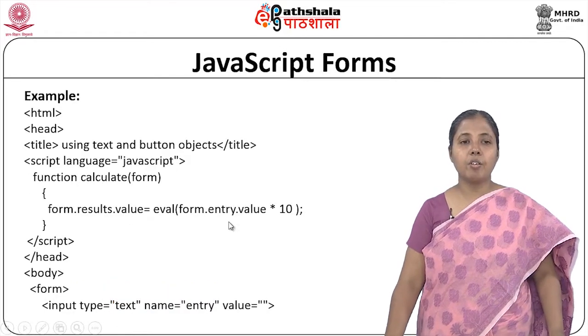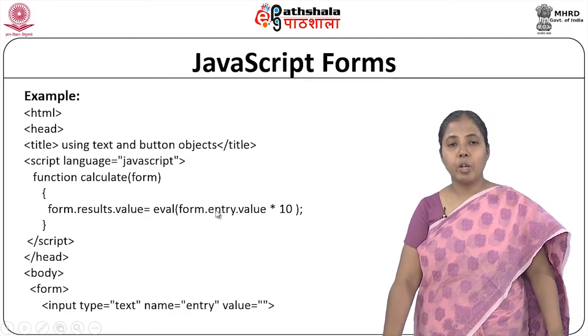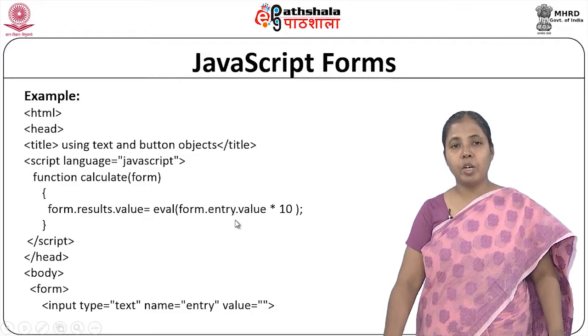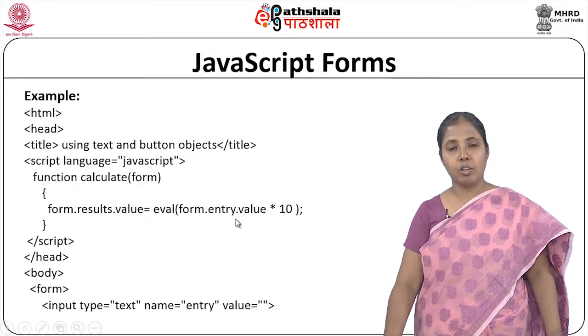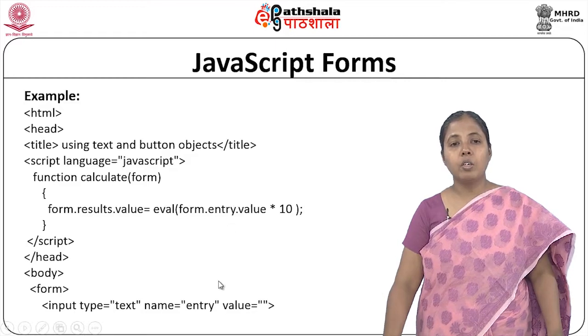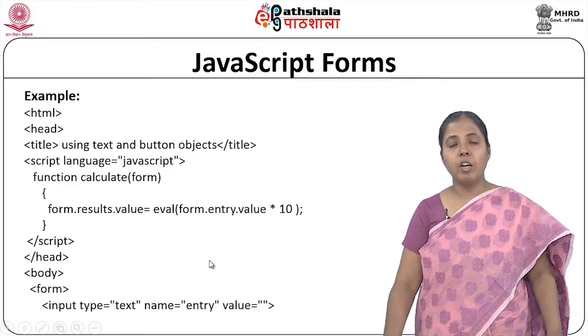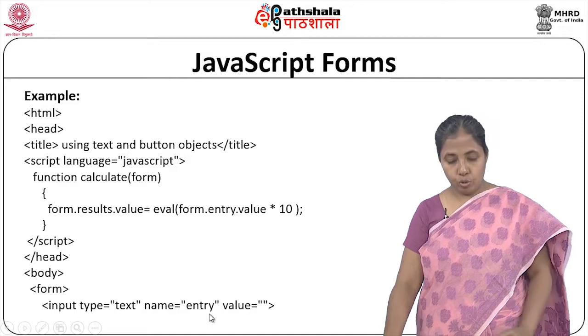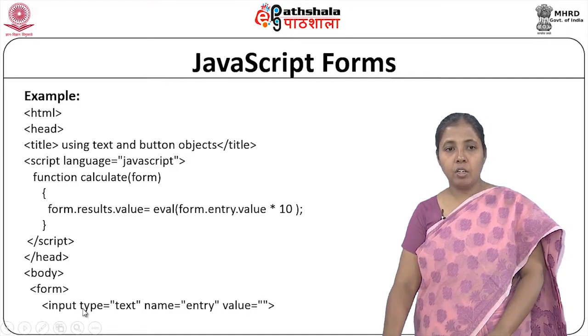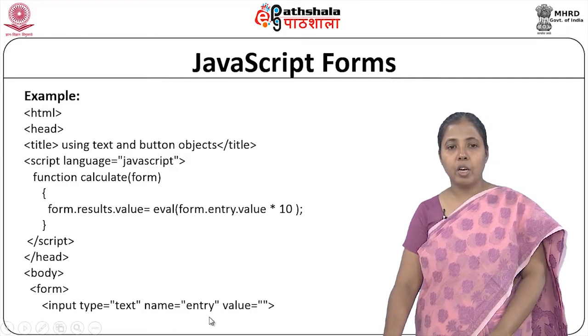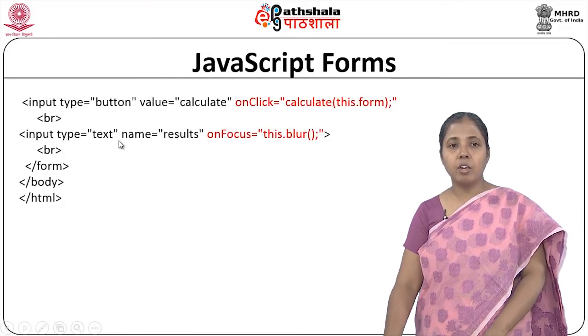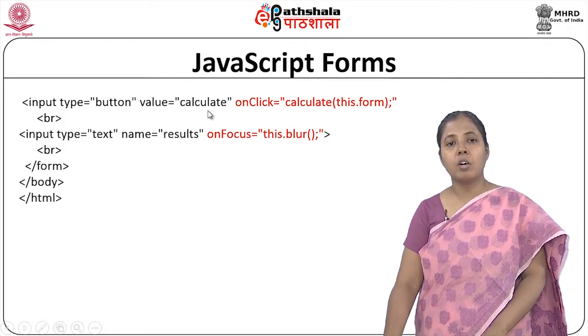And this is another example where you are trying to make a calculation. There are two text fields. One would be the result field and another would be an entry field. You can see here you create a text field with the name entry, you give a value as blank, and there is another field with the name results, and you have a button and the value is given as calculate.